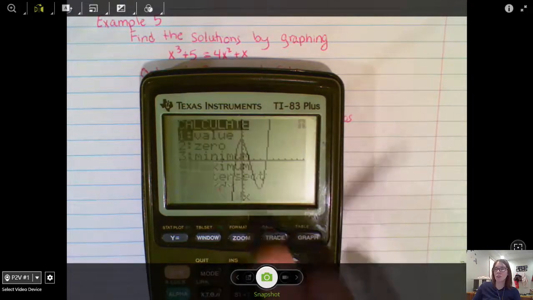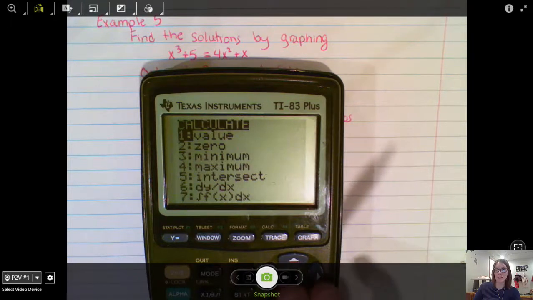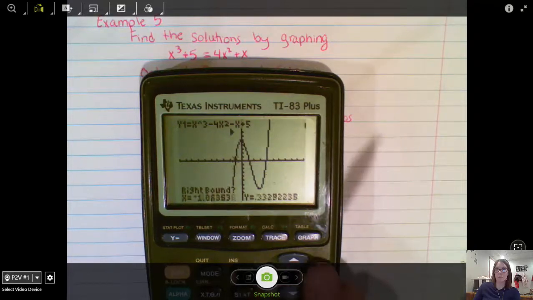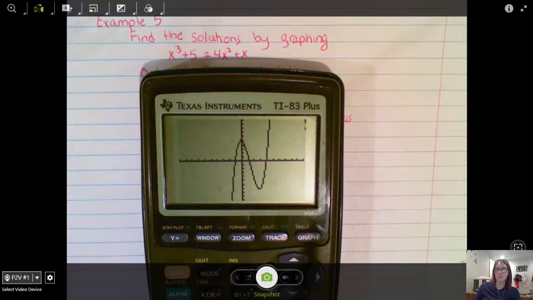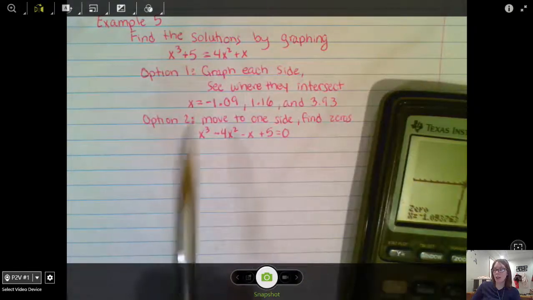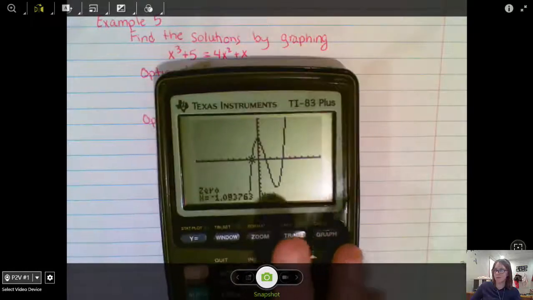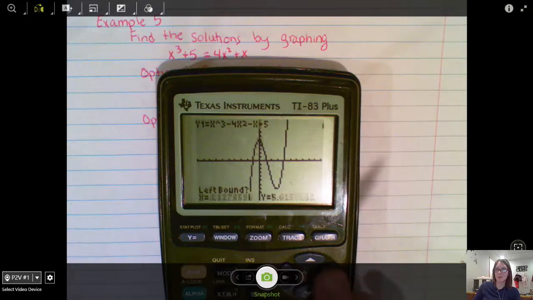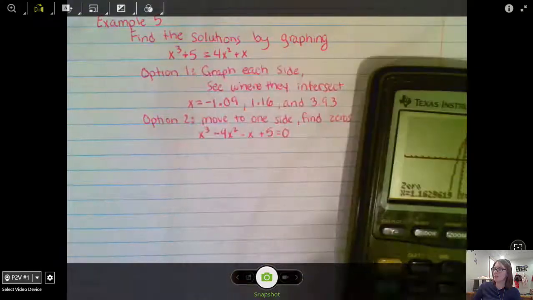So to find our zeros, just like when we were solving quadratics, go to second calculate, 0. Move your cursor to what you're trying to find. Left bound, right bound. There's the negative 1.09 we had. Same process for our next 0. Move to what I'm trying to find. Left bound, right bound. That's our 1.16.